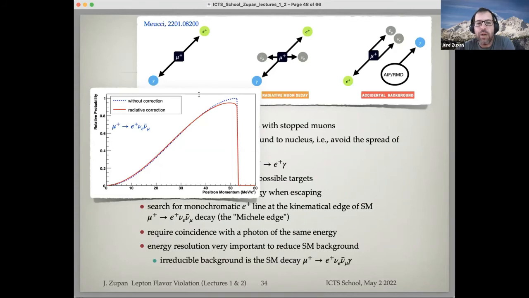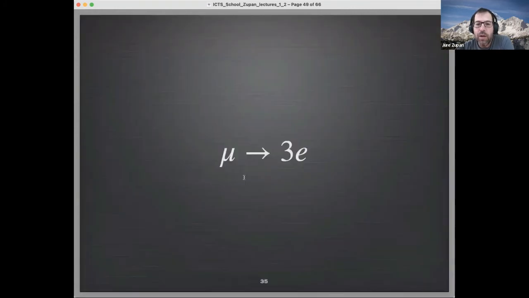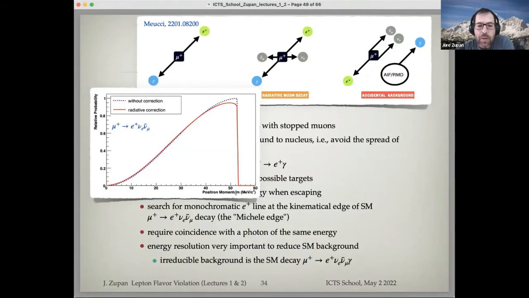You will need to measure the mu to e gamma. Of course, on top of the positron, you also have the photon, right? All right, so it requires the coincidence of the photon of the same energy. And as I said already, the energy resolution is very important to reduce the standard model background. So we want to reduce this as much as possible by measuring as precisely as possible in this region the outgoing decay modes.